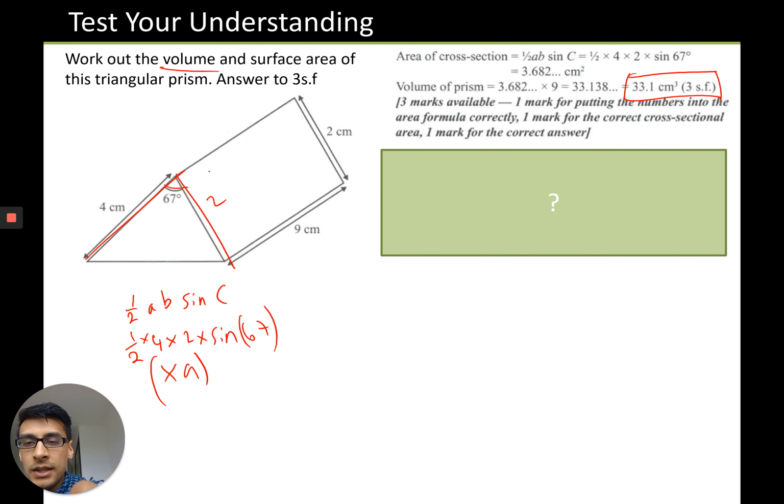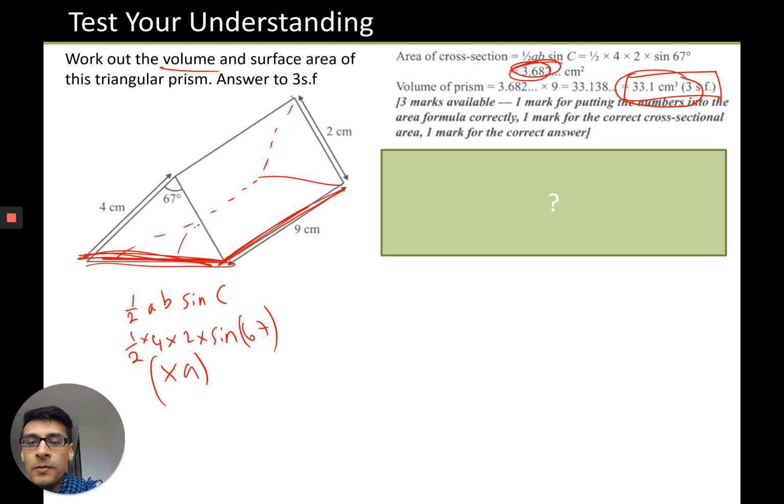To work out surface area, this side is easy because it's just 2 times 9. The other side that we can't see, that slope which is behind here, is going to be 9 times 4. And then the area of this we already have because that's from part 1. That's going to be 3.682. And you multiply that by 2 so you have the front and the back. Then the tricky part here is we need to work out this base length, so that we can do that base length times 9. And then that will give us the length of that bottom part of the triangle.